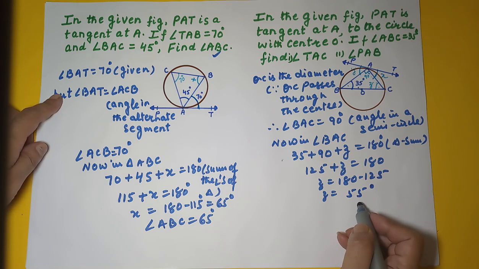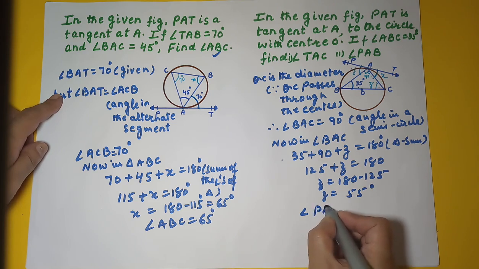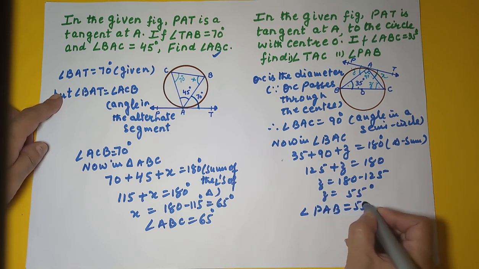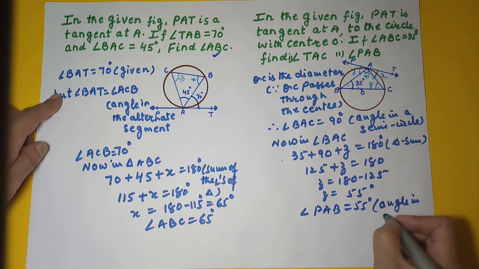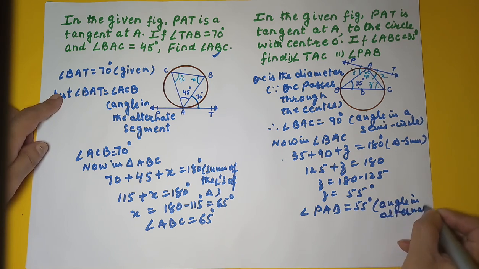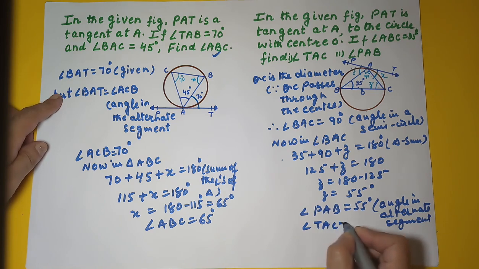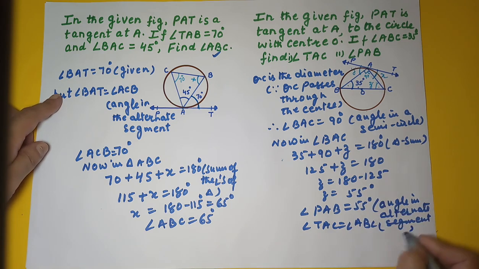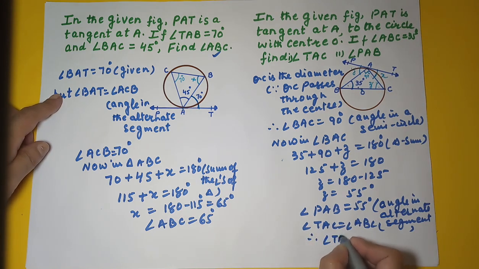So once your Z is 55 degrees, you can say that angle PAB is also 55 degrees. Why? Because this is the angle in the alternate segment. Right? Similarly, you can say that angle TAC is equal to angle ABC. Same reason, angle in the alternate segment. ABC is 35, therefore angle TAC is equal to 35 degrees. Right?